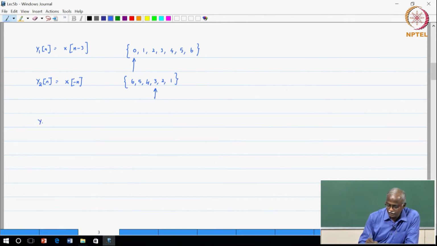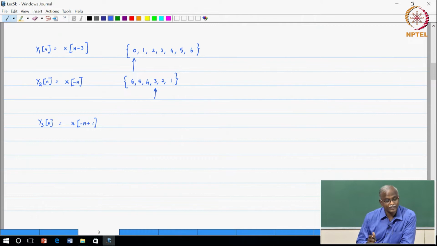Then the interesting cases come at 3, 4 and 5. y3 is x of minus n plus 1. Again, there are several ways to do it. There's the shift operation, there's a time reversal operation. As we always emphasize in the DSP course, it is always easier to do the shift first, because otherwise the shift becomes a little bit tricky to handle. So the steps I would suggest: write an intermediate sequence y3 dash of n, which is x of n plus 1. So you've taken care of the shift.